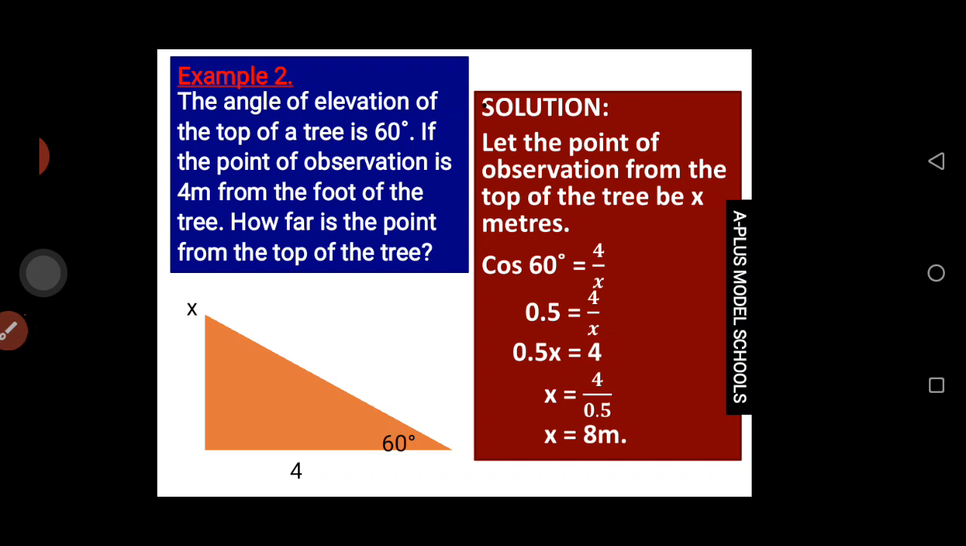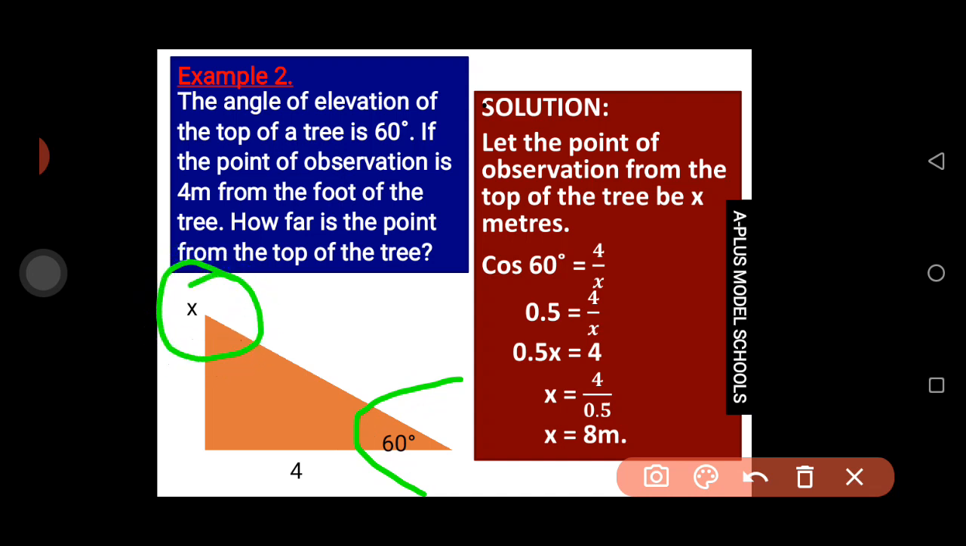Example 2. The angle of elevation of the top of a tree is 60 degrees. You can see that is the angle, which is 60 degrees. If the point of observation is 4 meters, which is the ground level, from the foot of the tree, how far is the point from the top of the tree? So the top of the tree is represented by x. So this is representing the tree, and this is the base, the floor of the tree to where the angle is being chosen.